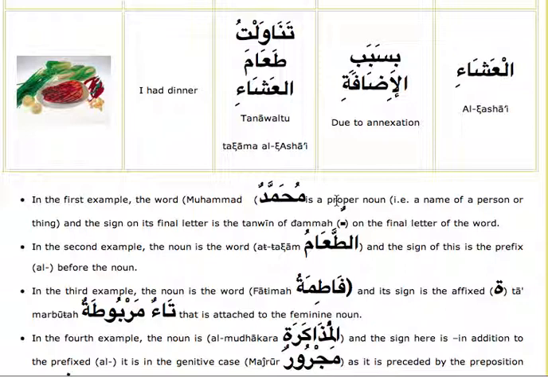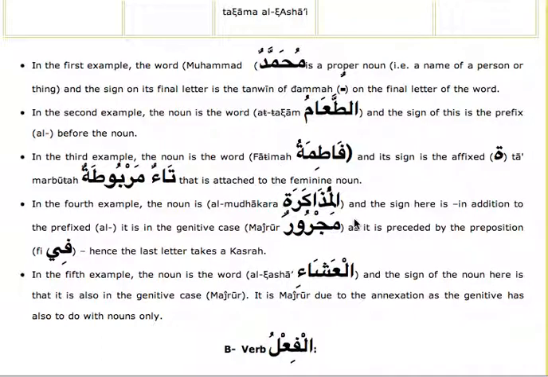In the first example, the word Muhammadun is a proper noun, the name of a person or thing, and the sign on its final letter is the tanwin of dhamma on the final letter of the word. In the second example, the noun is the word al-ta'amu, and the sign of this is the prefix before the noun. In the third example, the noun is the word Fatimatu, and its sign is the affixed ta marbuta, attached to the feminine noun.